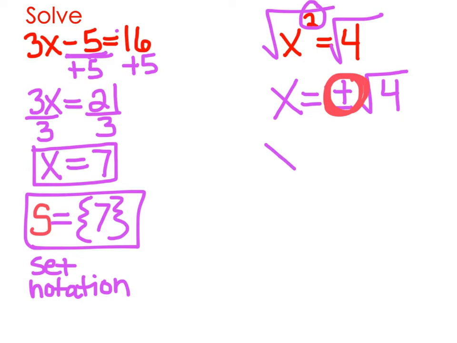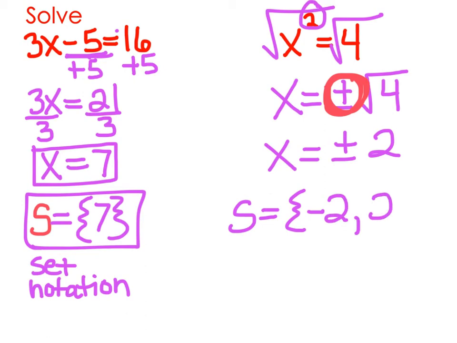Alright, so now we know the square root of 4, so we keep our plus or minus, x equals plus or minus 2. So our solution is going to be negative 2 and positive 2, if we're going to write it in set notation. Alright, now the x plus 3 that I had at the bottom, we'll just do on the next page.